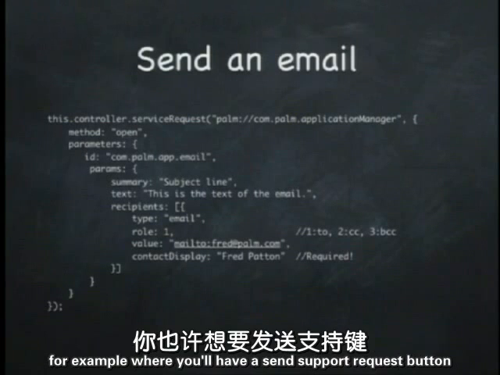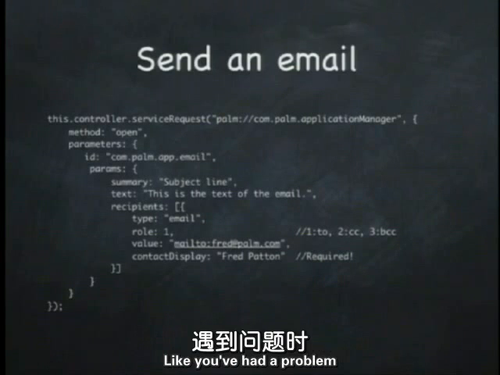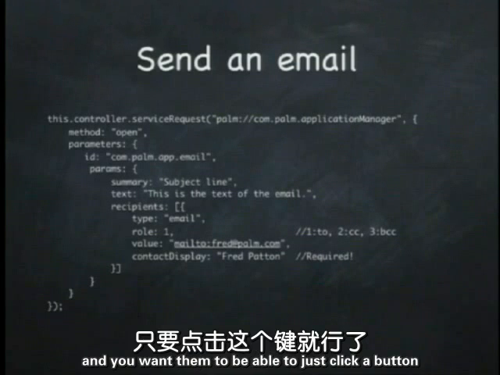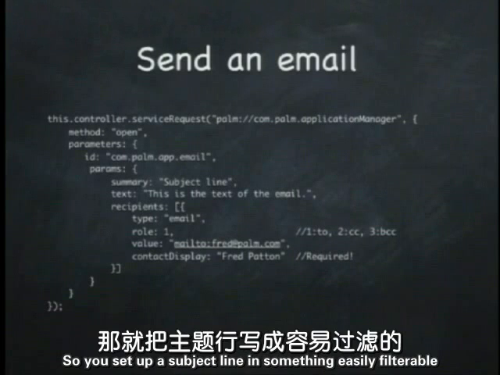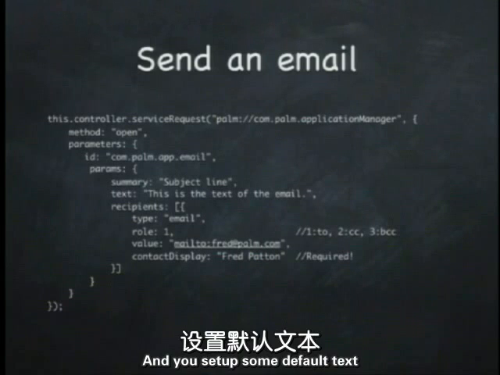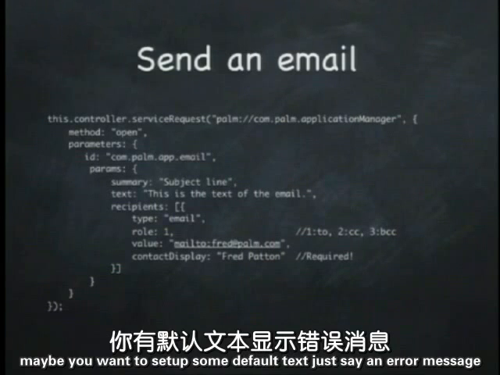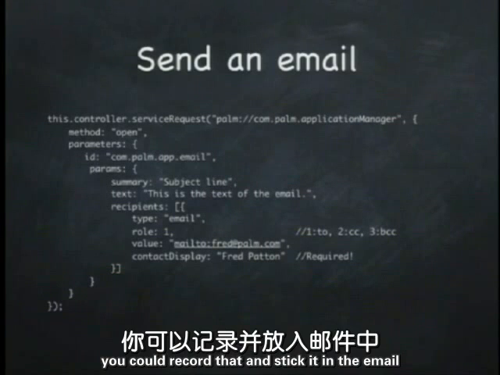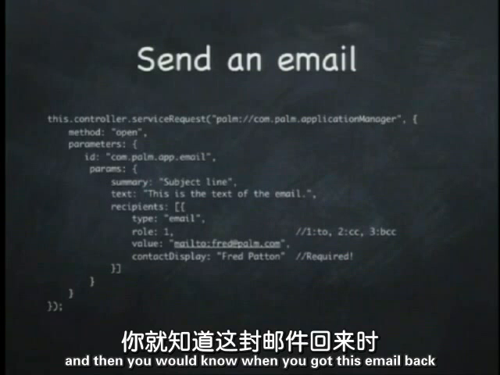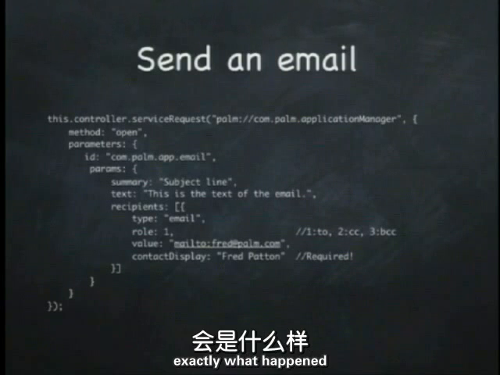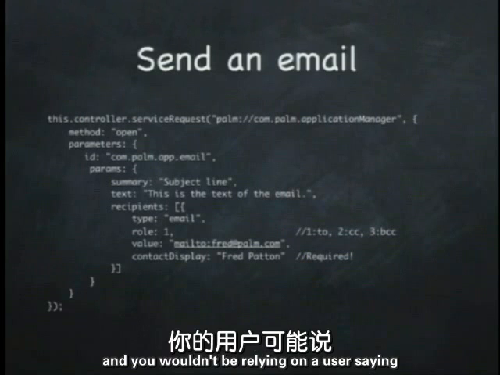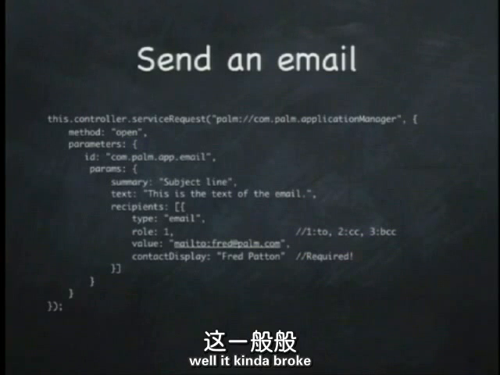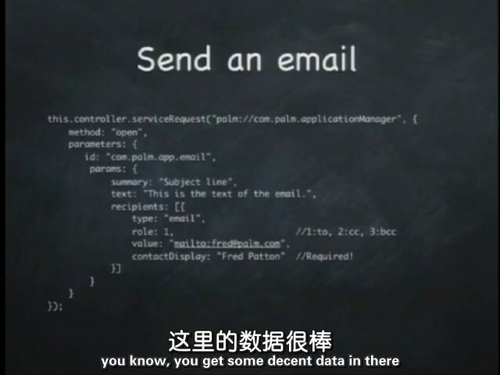You might have an application, for example, where you have a send support request button. Like you've had a problem and you want them to be able to just click a button and have it go straight to you. So you set up a subject line in something easily filterable like "support for my app," and you set up some default text, say an error message, to say some error occurred. You could record that and stick it in the email, and then you would know when you got this email back exactly what happened, and you wouldn't be relying on a user saying, well, it kind of broke. You get some decent data in there.